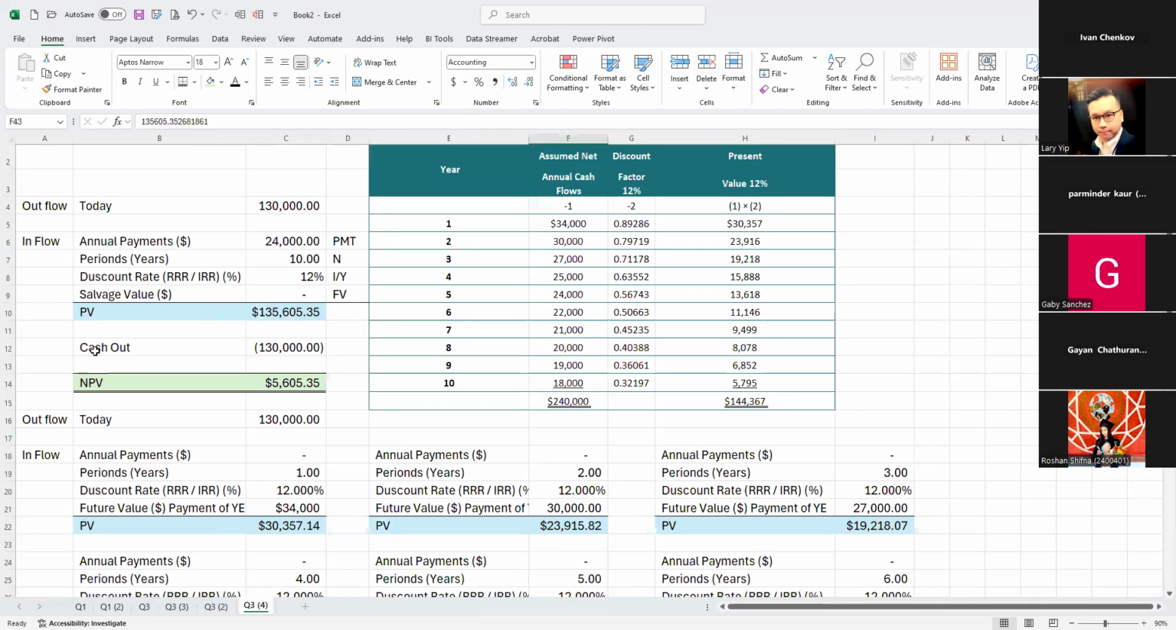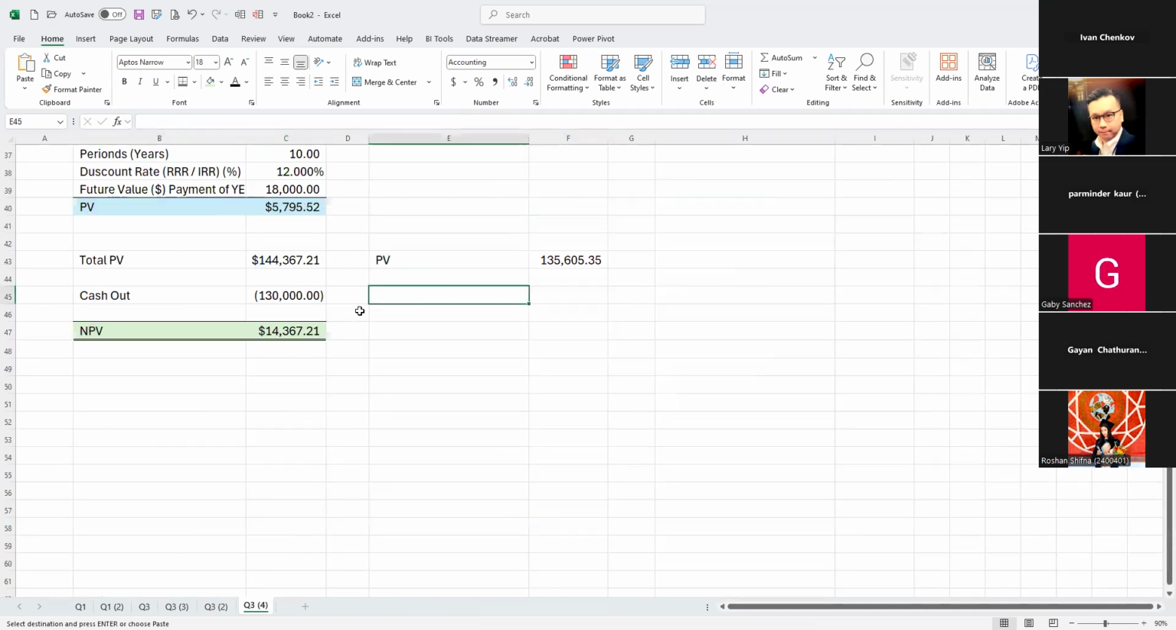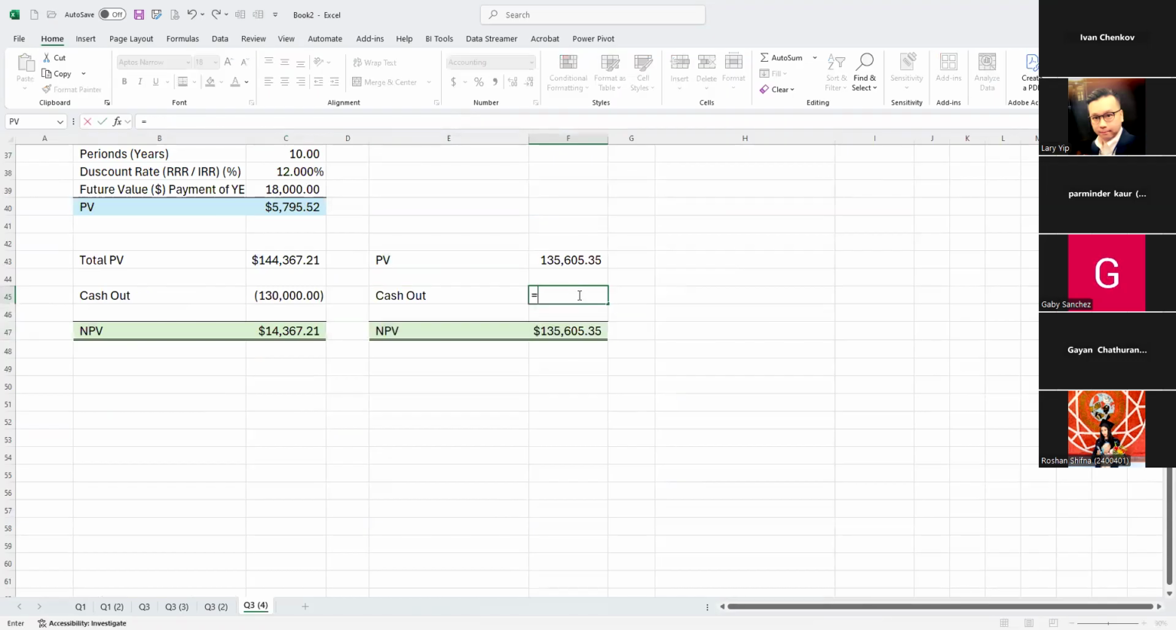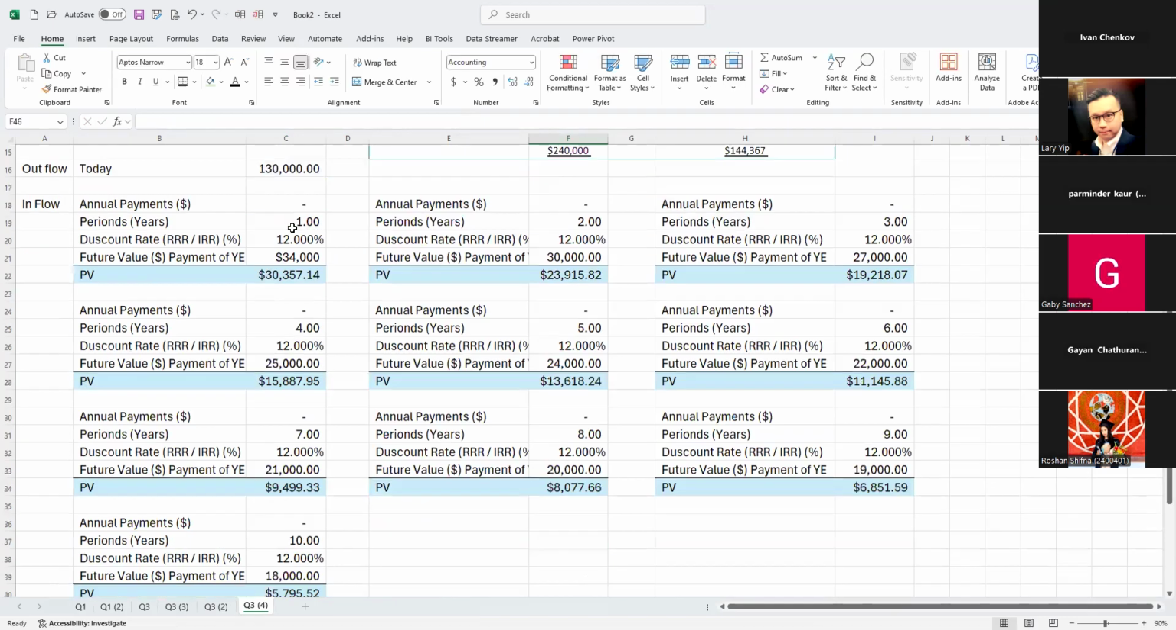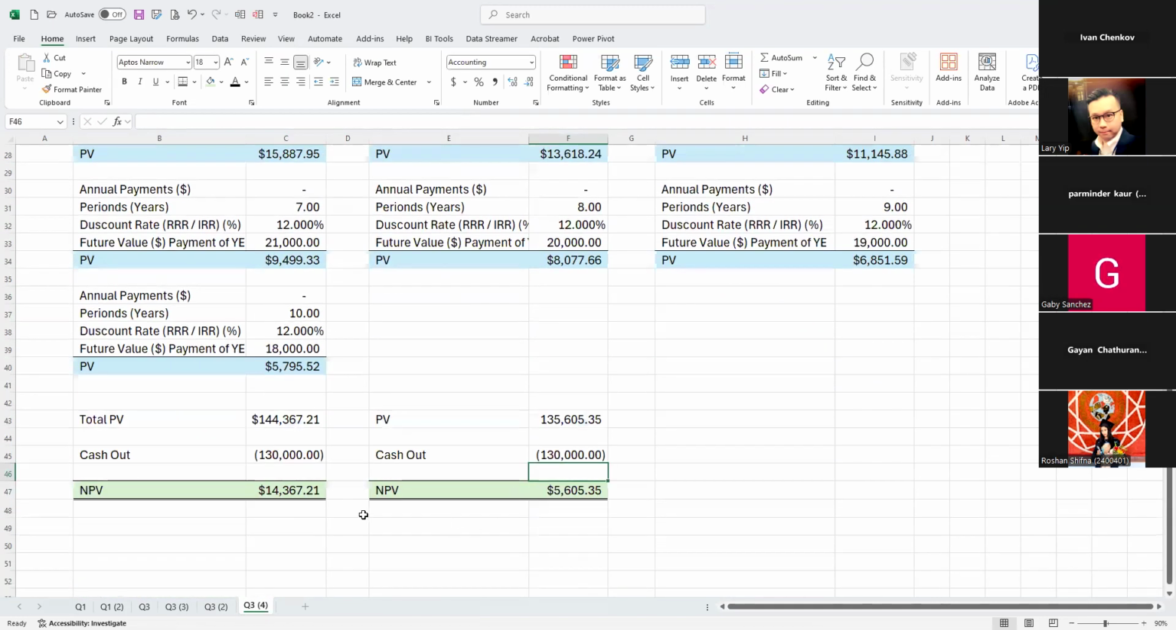When we have payments, again, if we have only 24,000 each year versus different amounts year over year, we have a $9,000 difference. So basically, in the second case, our internal rate of return, the rate of return that we're going to get from this project, will be way higher than the first case.